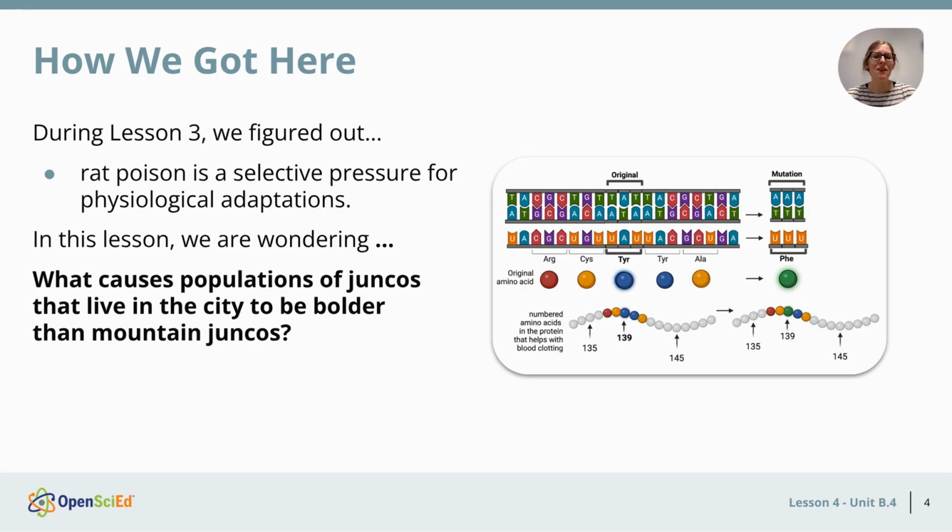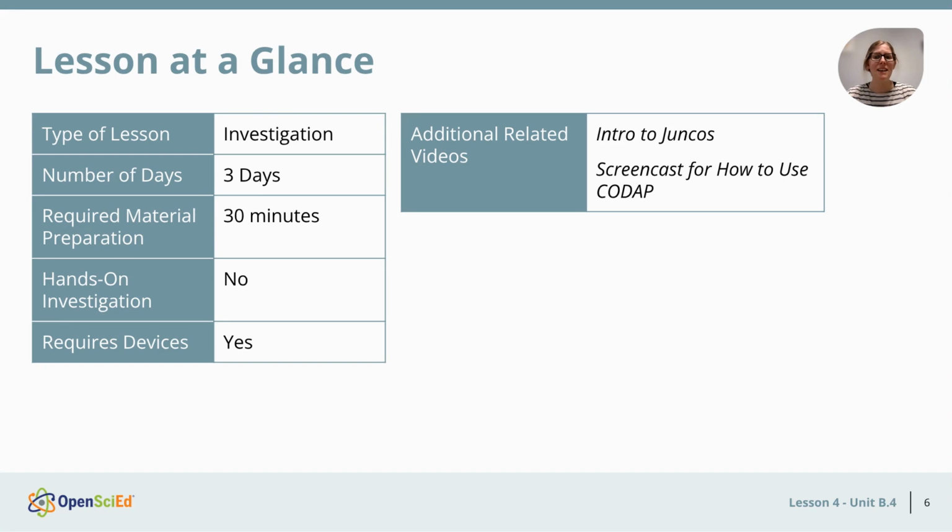All right, how we got here. During lesson 3, we figured out that rat poison is a selective pressure for physiological adaptations, that there were mutations in the rat population that was already there, and then rat poison acted on it. In this lesson, we are wondering what causes populations of juncos that live in the city to be bolder than mountain juncos.